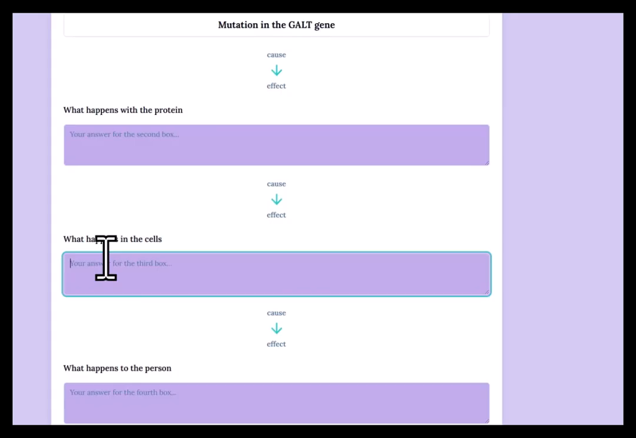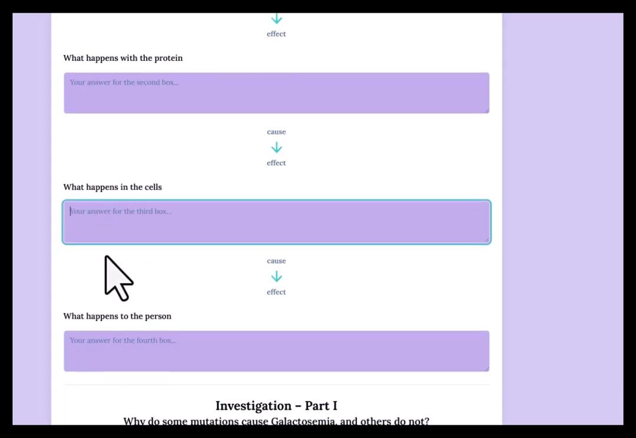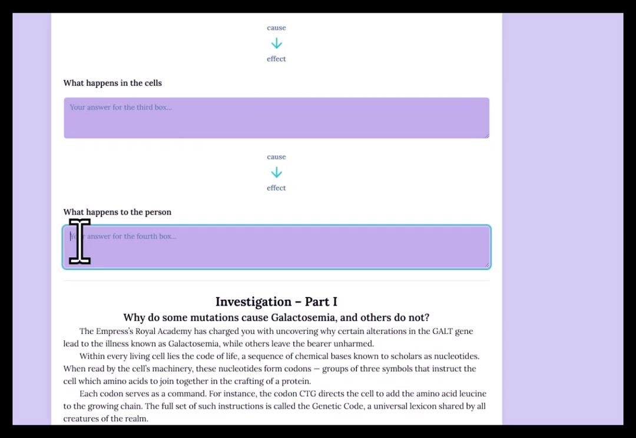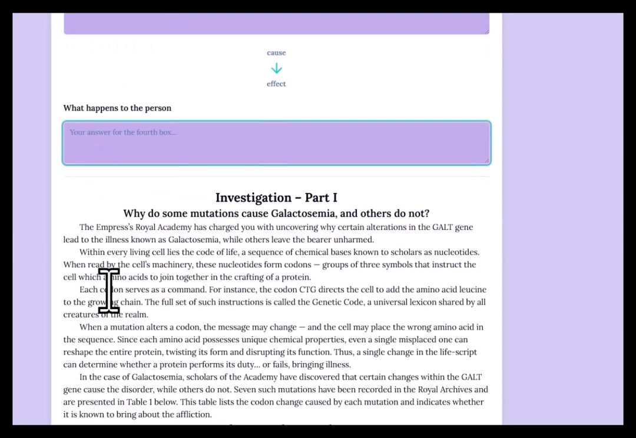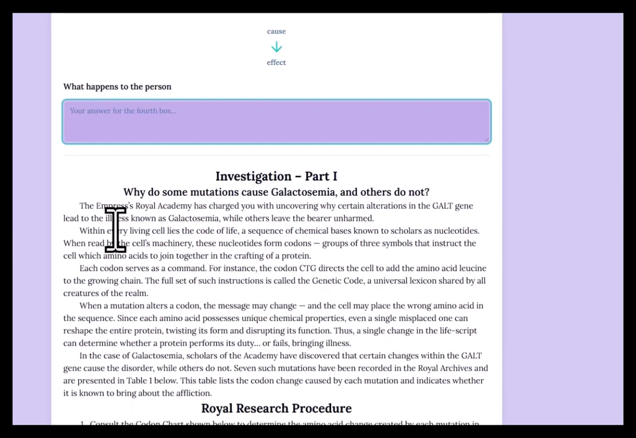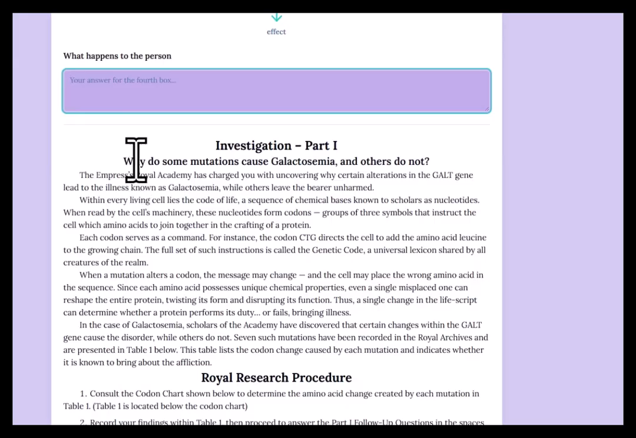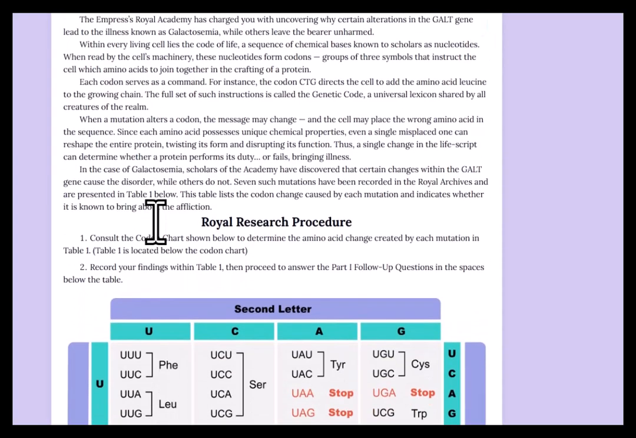And then you will say, what happens in the cells? What happens in a cell that has a bad protein? And then what happens to the person if their cells are using that bad protein? You need to fill in these answers in this flow chart. Okay, so the next part you can read, why do some mutations cause galactosemia and others do not?